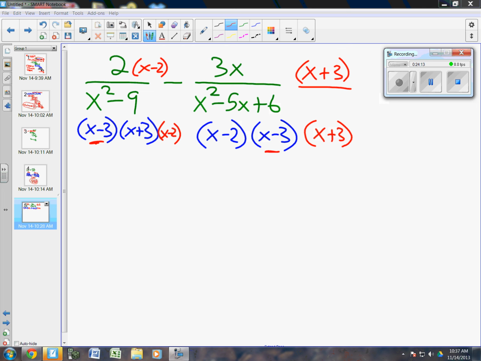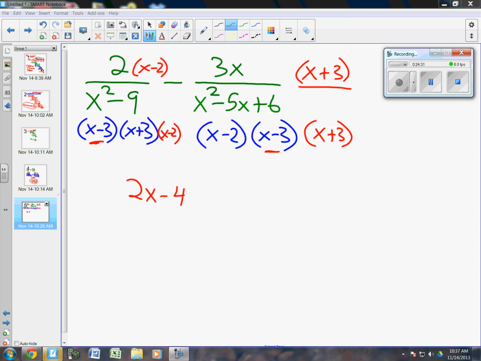They each have an x minus 3, an x plus 3, and an x minus 2 in it, don't they? Both denominators are now the same. Okay? But I'm not going to multiply them out. On the top I will. 2, I'm going to distribute the 2. So 2x minus 4, right?